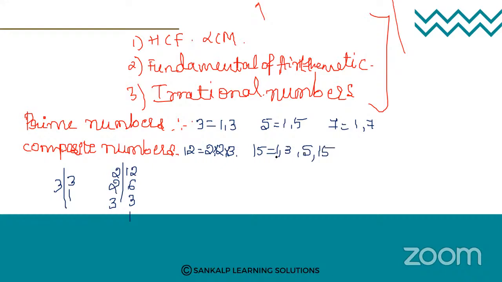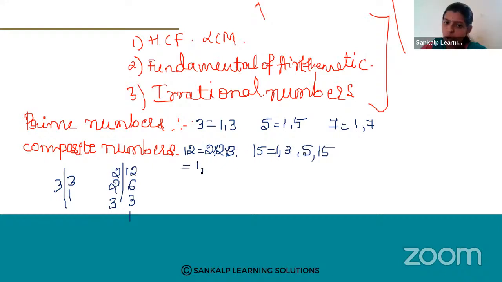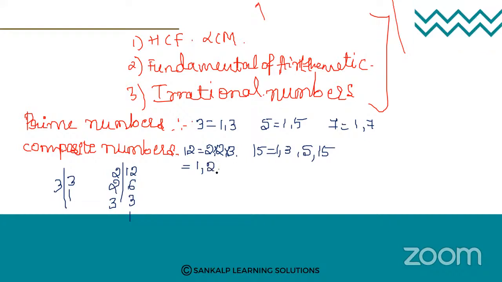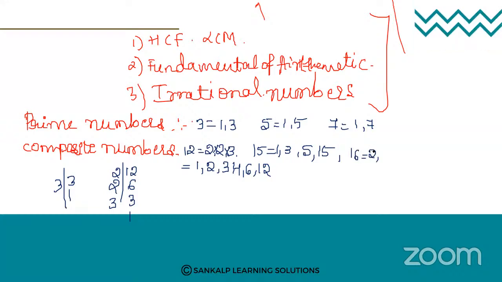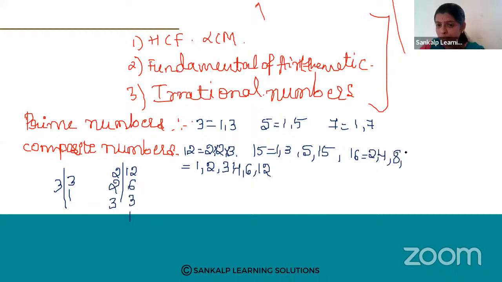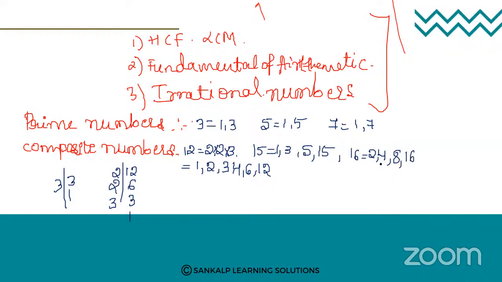So how many factors are there? For 12, which numbers come? 1 comes. Next 3, 4, 6 and 12. So we are getting factors like that. For 15: 1, 15, 5 3s are 15, 3 5s are 15, 15 ones are 15, right? Like that, if I consider 16, 2 8s are 16, 4 4s are 16, next 8 2s are 16, next 16 ones are 16, right? So here I am getting 4 factors.